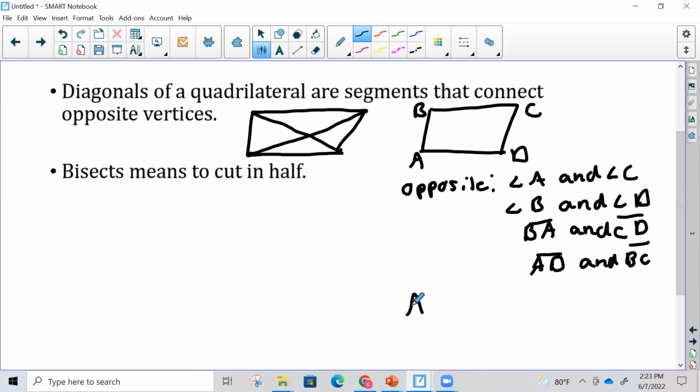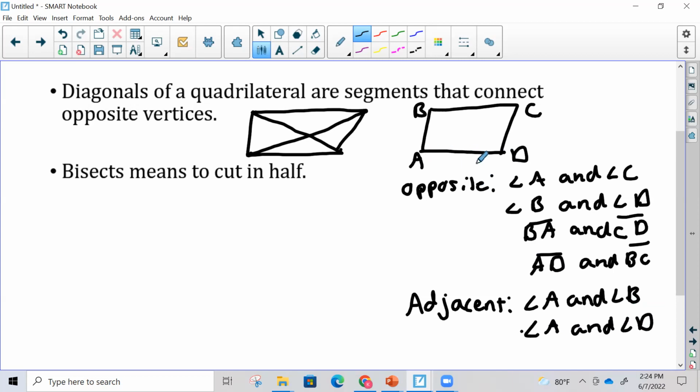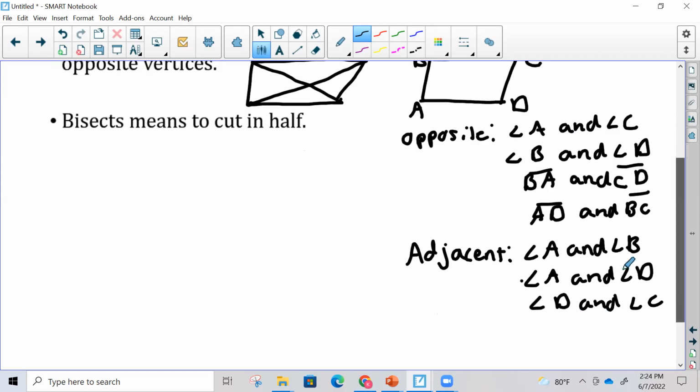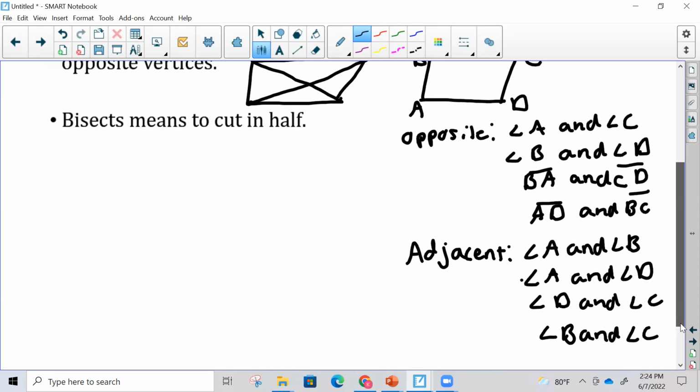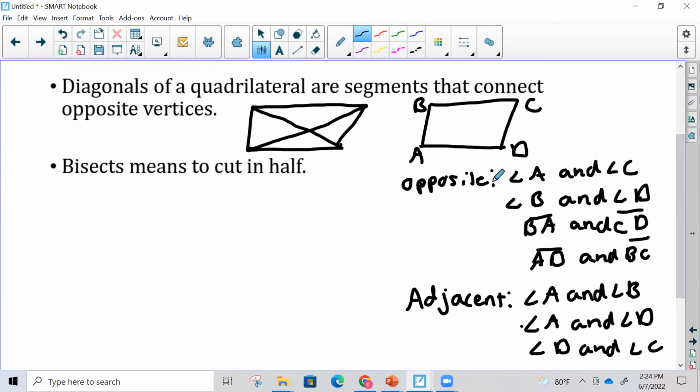Then we talk about adjacent sides or angles. Adjacent means that they're next to each other. So when we're talking about angles, they are on the same side. There's a bunch of pairs, but angle A and angle B are adjacent. They are on the same side and they're next to each other. Angle A is also adjacent to angle D because they're on this bottom side. Angle D is adjacent to angle C as well because they share this right side, and angle B and angle C are adjacent. So those are all the adjacent angles in this particular diagram.